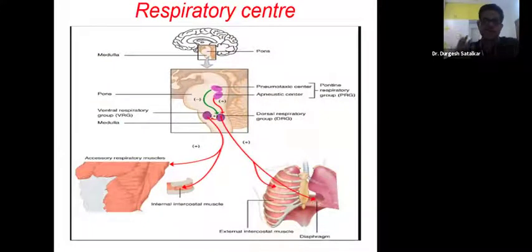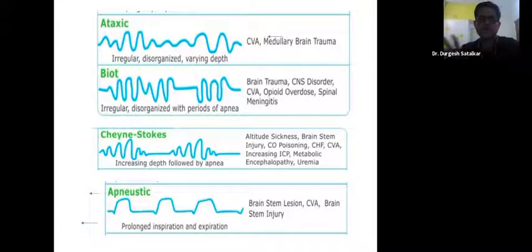Then briefly coming to the respiratory center, we have control over the cortical area, and the pontine and medullary areas, where certain centers are located which coordinate respiration along with our diaphragm and phrenic nerve. I'm not going into detail. The point here is that certain types of breathing patterns are common in neurological patients, especially when there is significant brain trauma or brainstem involvement. Say ataxic breathing, where you get irregular, disorganized breathing with varying depth. Suspect any medullary involvement. Or there is Biot's respiration, where breathing is disorganized and irregular, with periods of apnea in between.